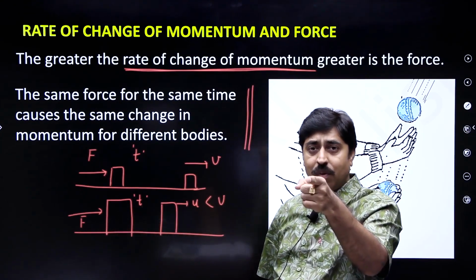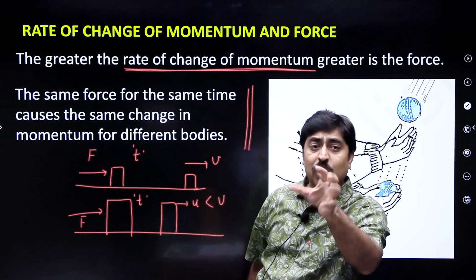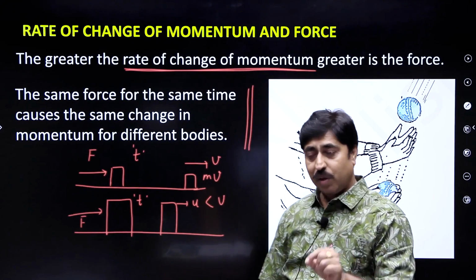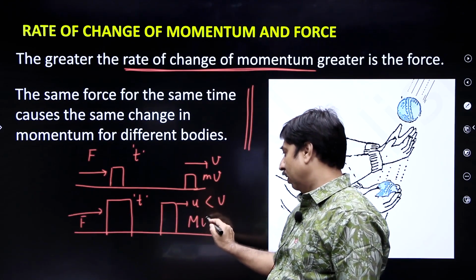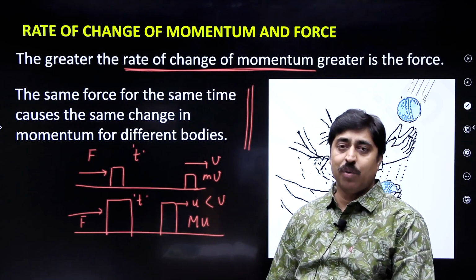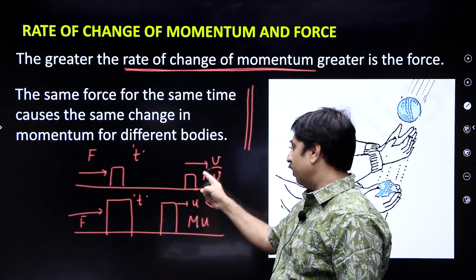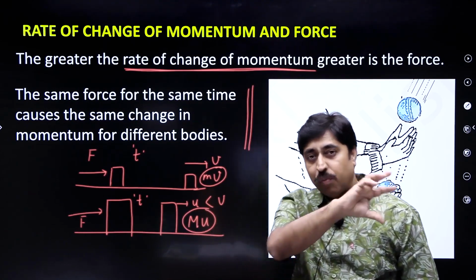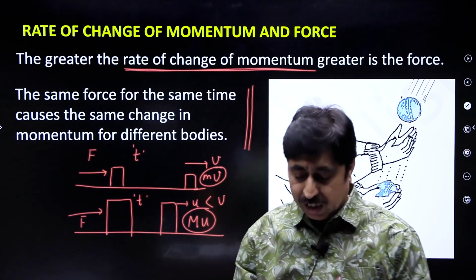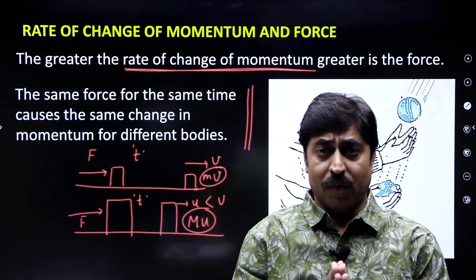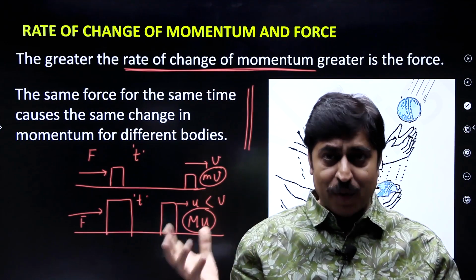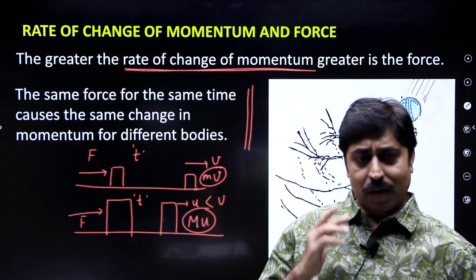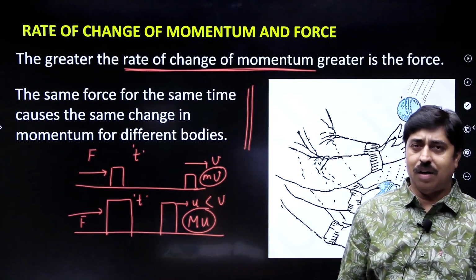But what about momentum? I find that the change in momentum of both the blocks is the same. If small m is the mass of this block, then its momentum is m into v. If capital M is the mass of this block, then its momentum is capital M into u. What I observe is that this mv is the same as this Mu. So, the change of momentum that has taken place in both the blocks is the same, right? Though they will not have the same speed at the end of interval t, they will have the same momentum at the end of interval t.